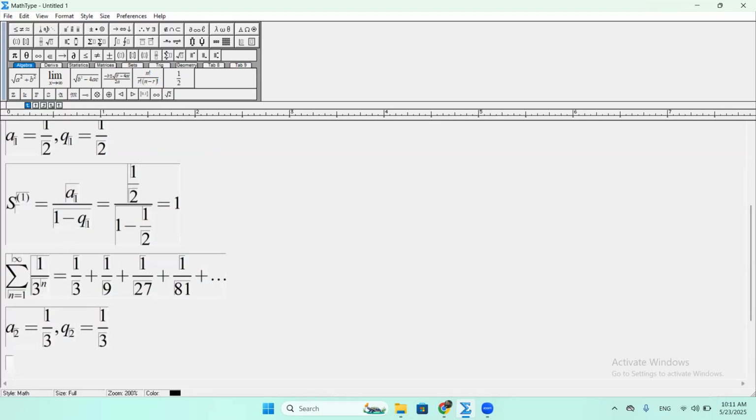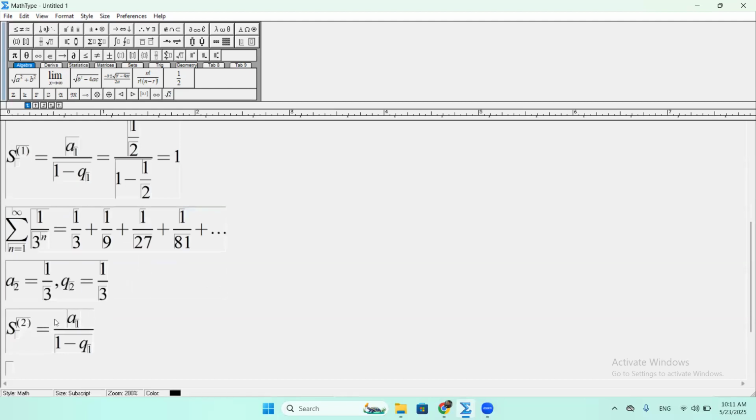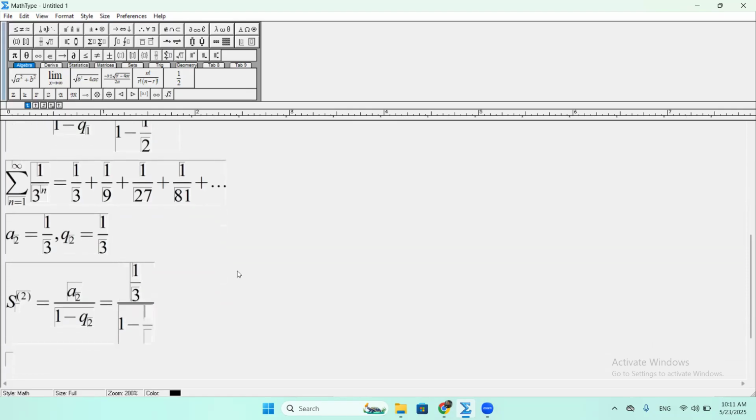So how to calculate this sum? We will do the analogous thing, using the same formula. So S2 equals A2 divided by 1 minus Q2. So 1 over 3, and here will be 1 minus 1 over 3. So 1 over 3 divided by 2 over 3. It will be equal to 1 over 2.